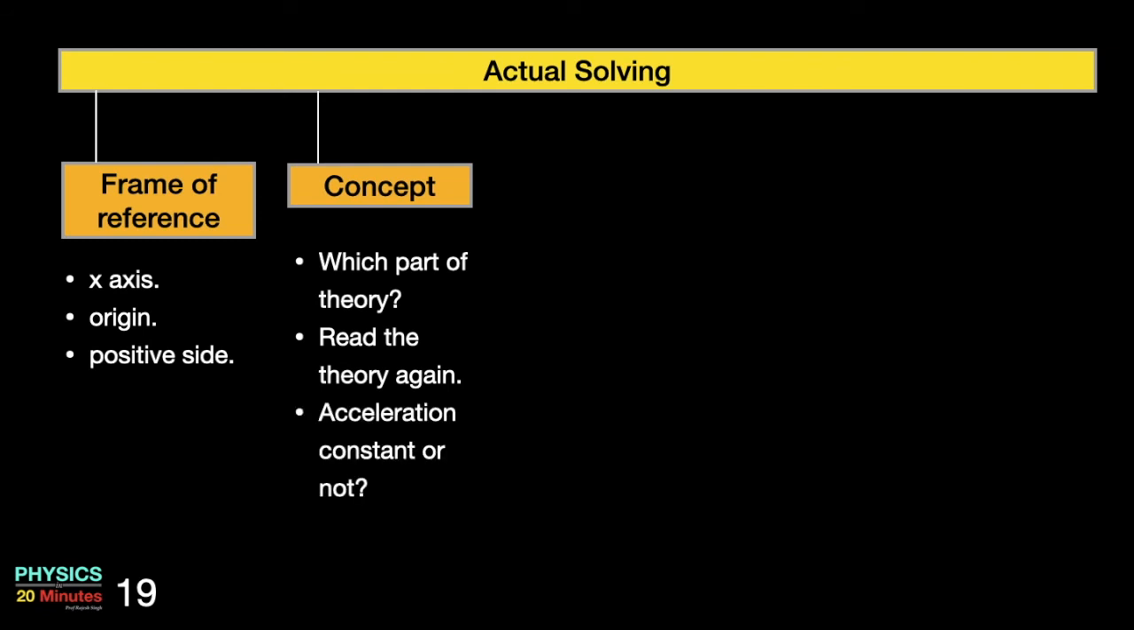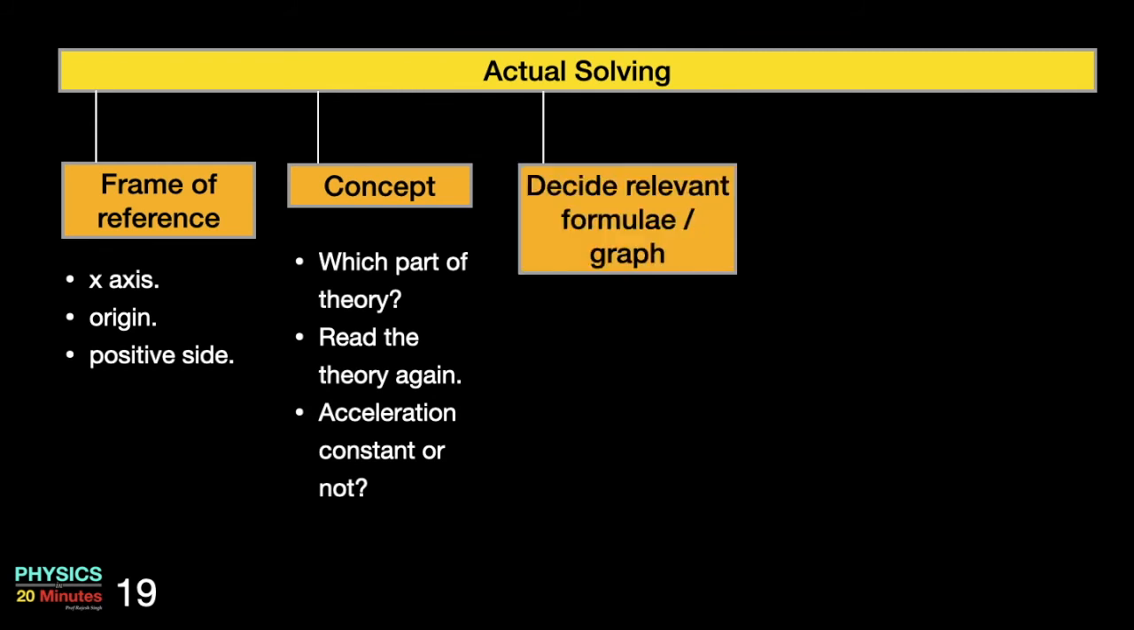One important aspect in the problems involving motion along straight line is whether the acceleration is constant or not. If acceleration is constant, then you can use kinematical equations as it is. If the acceleration is changing, then you may not be able to use the kinematical equations as they are. Then you have to decide what relevant formula or graph is helpful for you.